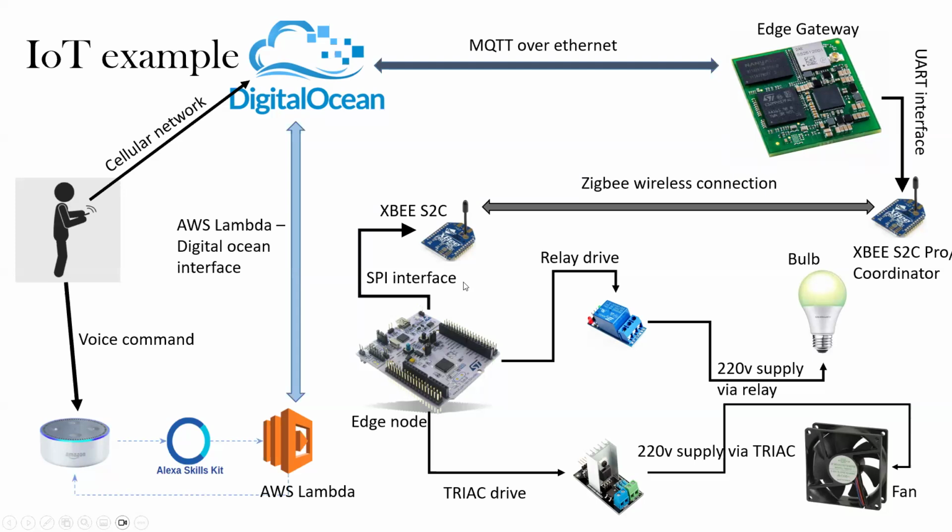If an edge node is not within the reach of this coordinator, say edge node 2, which is deployed somewhere here and is not able to fall in the range of the coordinator, then it will communicate with the coordinator via edge node 1. That's why it's called a mesh network. So it's point to point communication: this point to this point, and this point to this point.